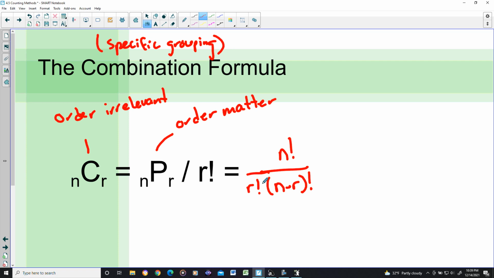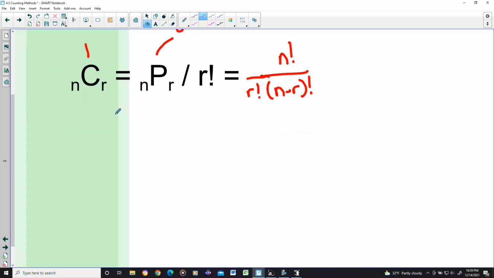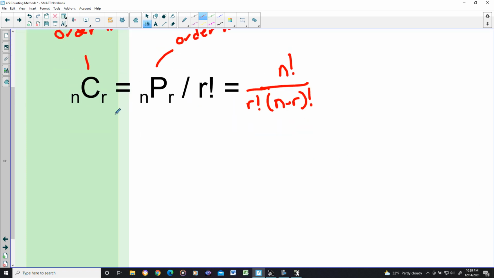Okay, so let's see how this actually ends up being. Let's do an example of this. Let's say we have, I don't know, 8 objects, and of the 8 objects, I would like to choose 3 of them.